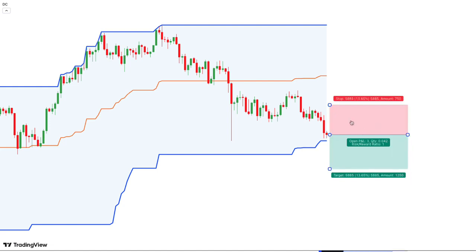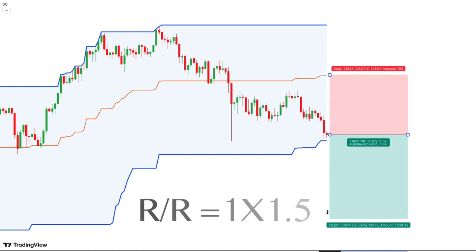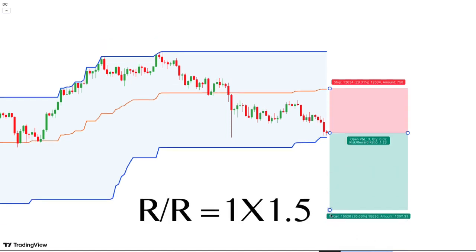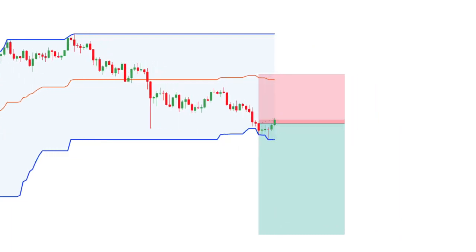As you can see, we will be placing the stop loss on the middle band or at the recent swing high if the middle band is at an unreasonable price. For the take profit, we will still be targeting a 1:1.5 times risk to reward ratio. Now, let's see how the trade plays out.